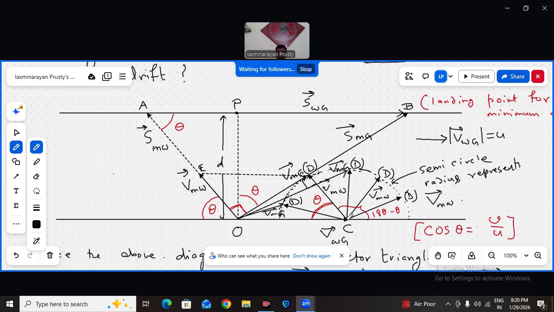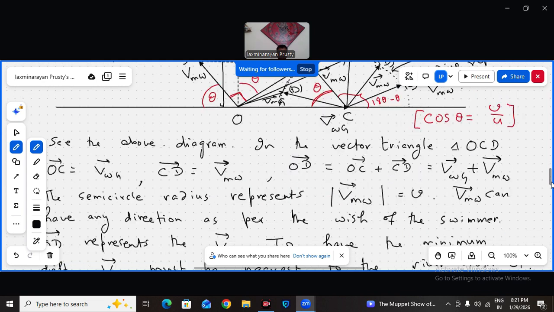VMW should be like this, so the body has to move like this. Any other VMW he chooses, he will land beyond B. So the closest point to P where he can land is when this OD vector is tangent to the semicircle. That's the graphical way of solving this.